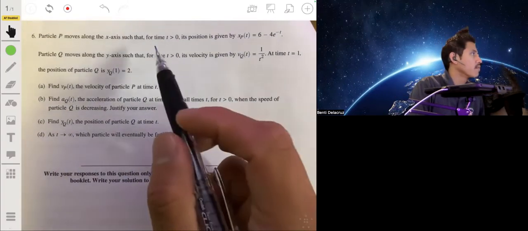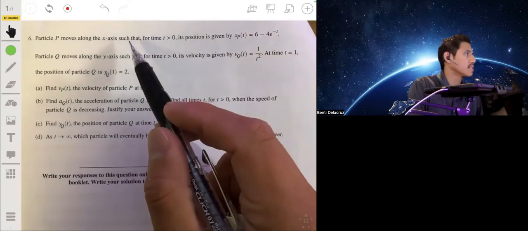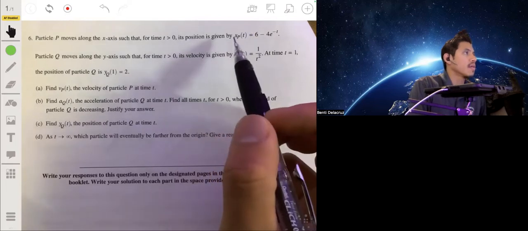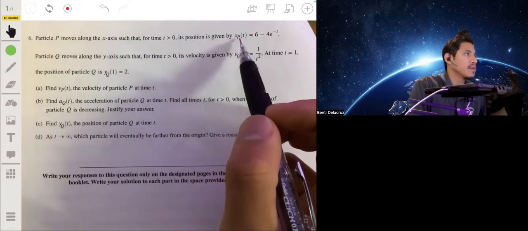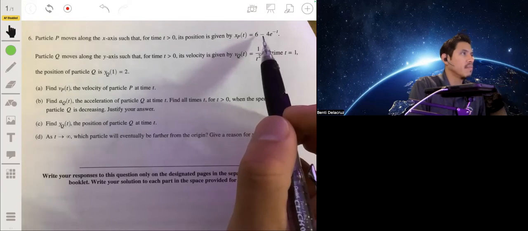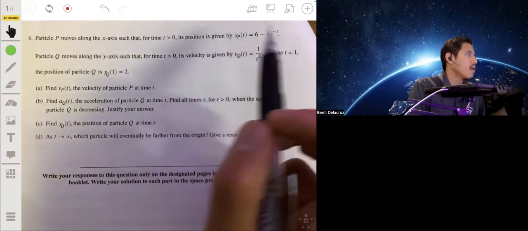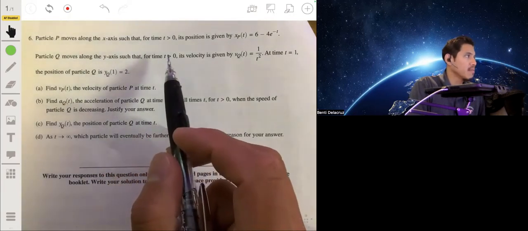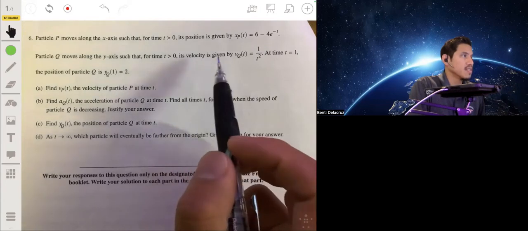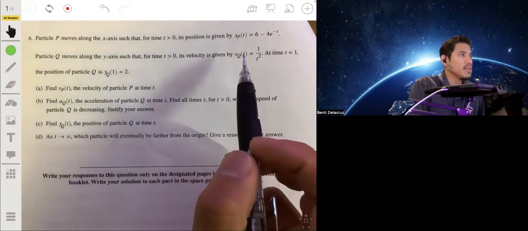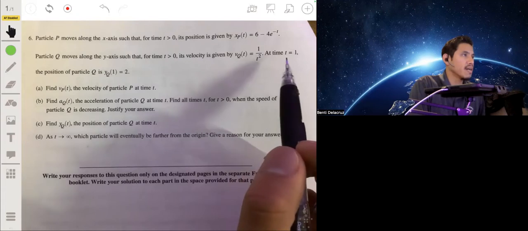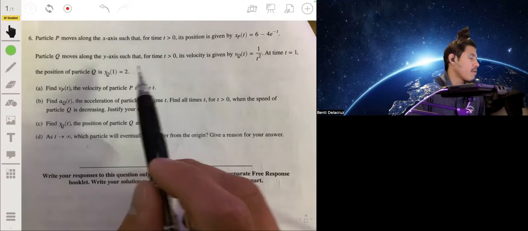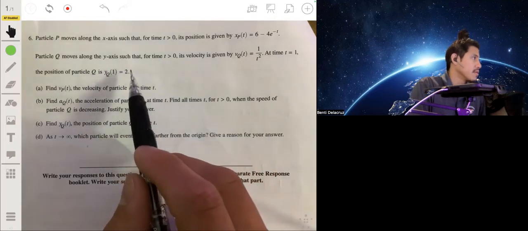Okay, in problem 6, we have particle P. It's moving along the x-axis such that for any t greater than 0, its position is given by x sub p of t, which is equal to 6 minus 4 times e to the negative t. Particle Q moves along the y-axis such that for time greater than 0, its velocity is given by v sub q of t, which is equal to 1 over t squared. At time t equals 1, the position of the particle Q is at 2, so y of 1 essentially.